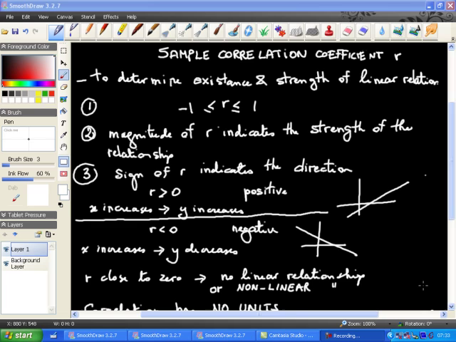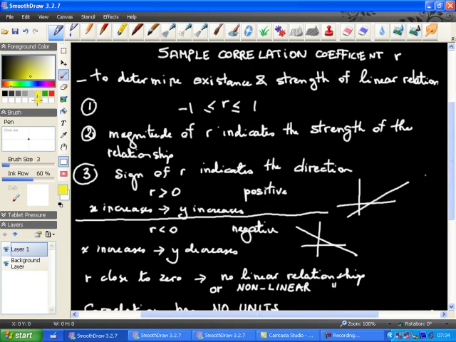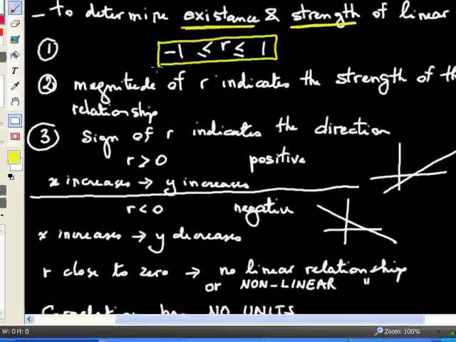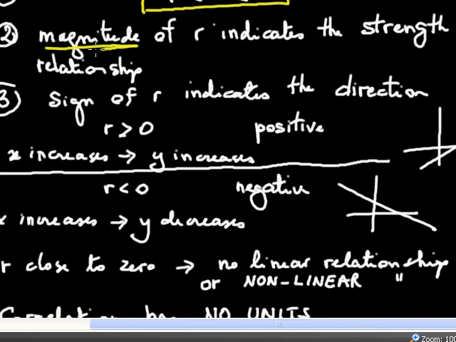The sample correlation coefficient, R, is the measure used by statisticians to determine the existence and strength of the linear relationship between the dependent and independent variable. One of the characteristics of the coefficient is that its value is always between -1 and 1, -1 being perfect negative correlation and 1 being perfect positive correlation. The magnitude of R indicates the strength of the relationship.